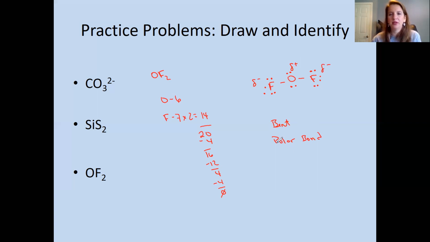And then let's determine molecular polarity. The ends are the same, but there are lone pairs. Since there are lone pairs, that makes it a polar molecule.